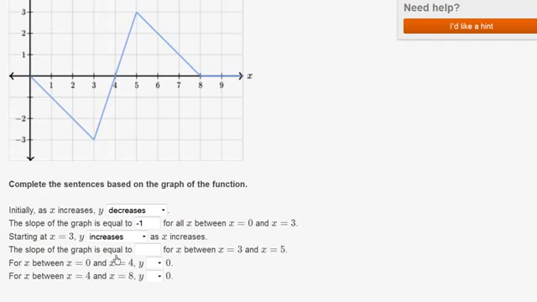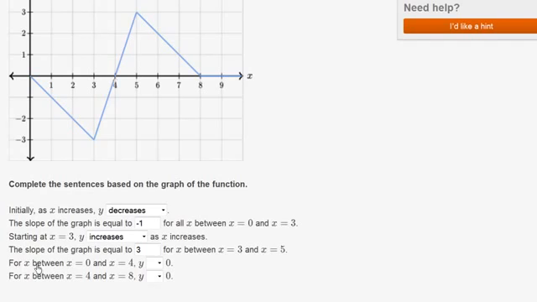The slope of the graph is equal to blank for x between 3 and 5. So when x increases by 1, y is increasing by 3. So change in y is 3, change in x is 1. Slope is change in y over change in x, which is 3 over 1. So the slope here is 3. Every time x increases by 1, y increases by 3.